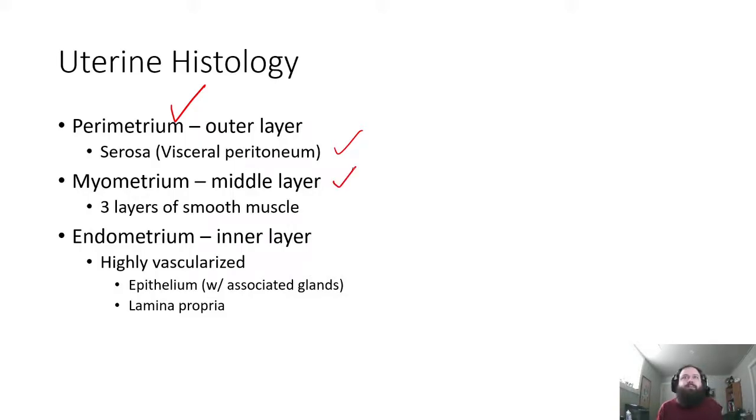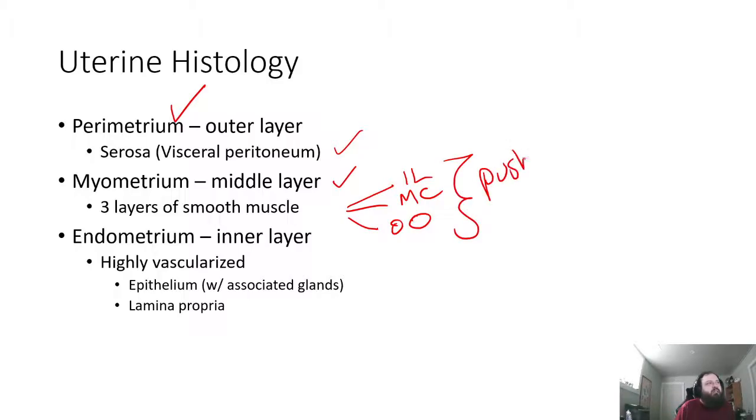Myometrium is the middle layer, and it consists of 3 layers of smooth muscle. There is an inner longitudinal layer, there's a middle circular layer, and there's an outer oblique layer. And these collectively are the muscles that push the baby out during delivery. The endometrium is the inner layer. The real name of the game here is it's heavily vascularized. It contains some sort of epithelium that we'll talk about at length later on with associated glands, and also has a lamina propria, which consists of areolar connective tissue.